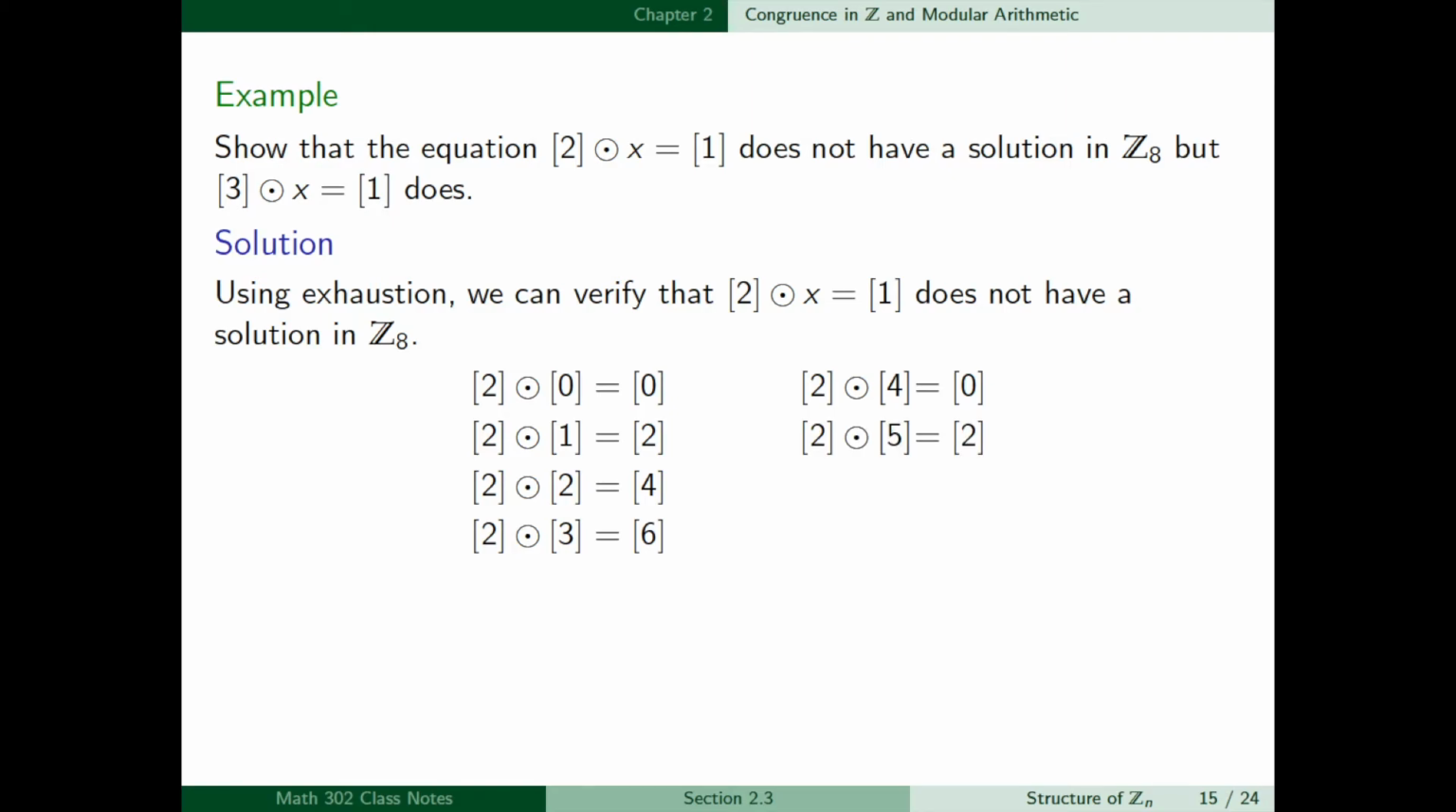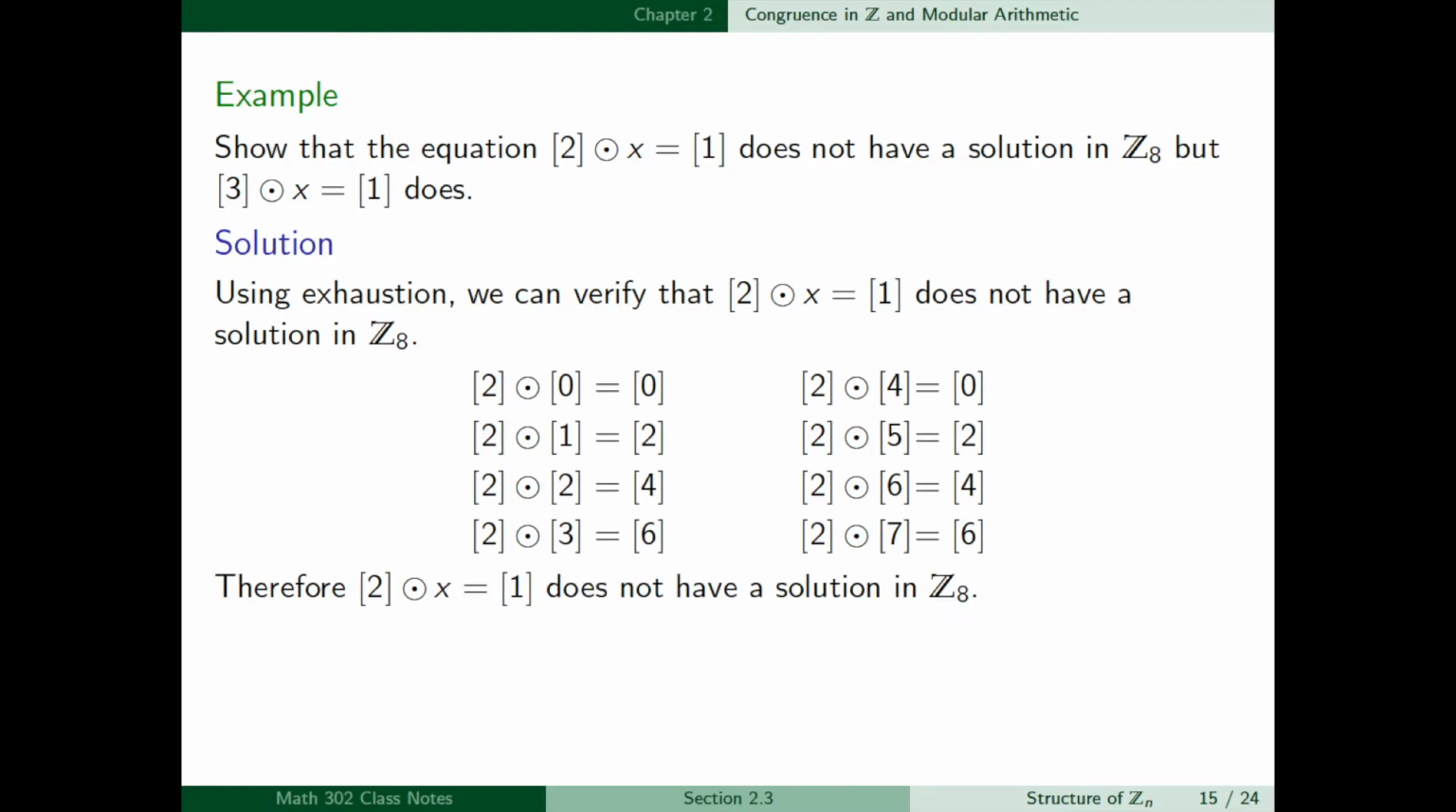2 times 5 is 2, so 5 is not a solution. 2 times 6 is 4, so 6 is not a solution. And 2 times 7 is 6, so that 7 is not a solution. So therefore, the equation 2 times x equal 1 does not have a solution in Z sub 8. None of the elements in Z sub 8 satisfy that equation. However, if we look at the equation 3 times x equal 1, well, 3 times 3 is equal to 9, the class of 9, which is equal to the class of 1. So that tells us that 3 times x equal 1 does have a solution, namely 3.